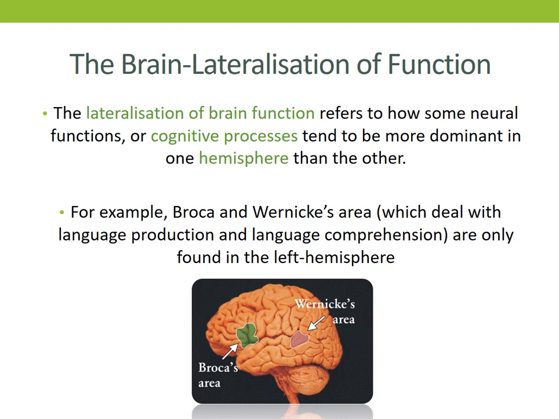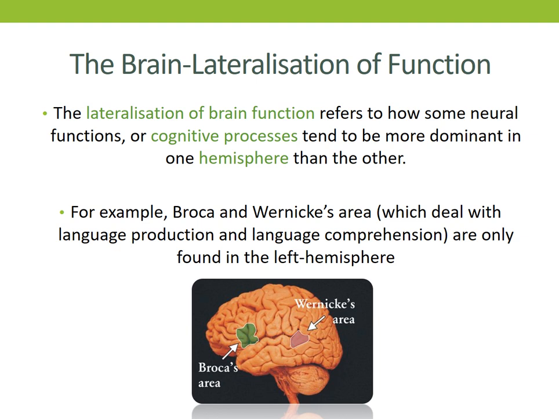Okay, so for example, we know that there's two areas in your left hemisphere which are to do with language production and language comprehension, and they're only in your left hemisphere. Now, they're called Broca's area and Wernicke's area. Okay, so you can see them there on the brain. So this is the left hemisphere. So you've got Broca's area there and Wernicke's area there.